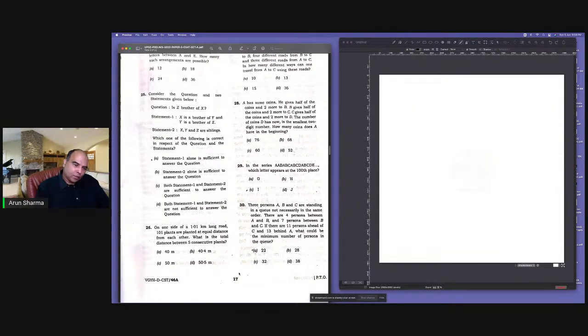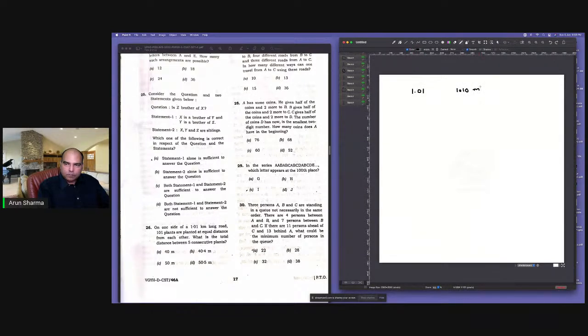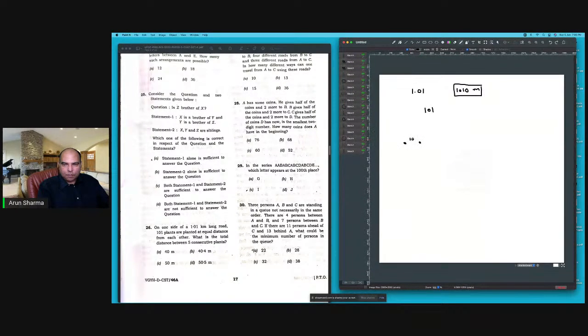Question 26: on one side of a 1.01 kilometer long road, 101 plants are planted at equal distance from each other. So 1.01 kilometer road means 1010 meters road. If you're planting 101 plants, so every plant will have a 10 meter distance from the previous plant. So what is the total distance between 5 consecutive plants? So between 5 consecutive plants the total distance will be 40. A lot of people would have marked A or C, but A is the correct answer.